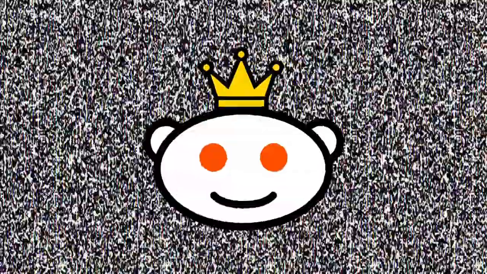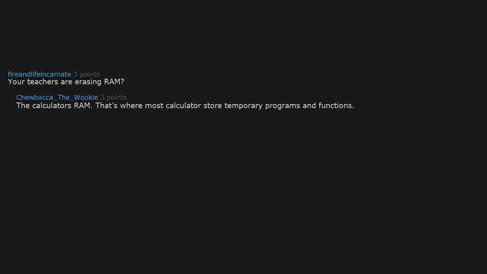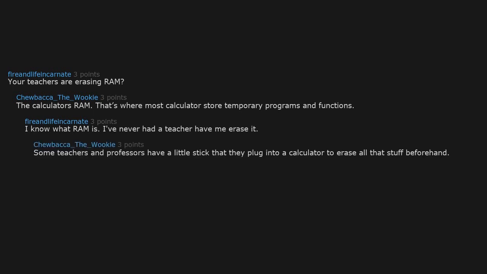And how do you do that? Tutorial. Your teachers are erasing RAM. The calculator's RAM. That's where most calculators store temporary programs and functions. I know what RAM is. I've never had a teacher have me erase it. Some teachers and professors have a little stick that they plug into a calculator to erase all that stuff beforehand. Typically college level. And some SAT/ACT places that don't ban graphing calculators outright.